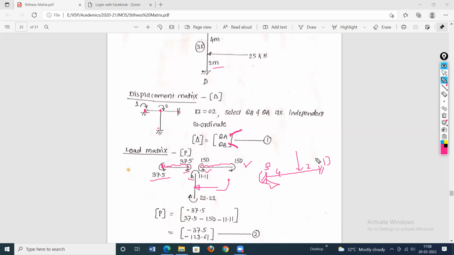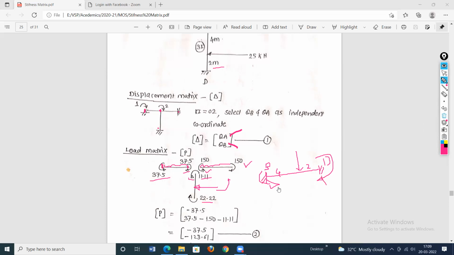So W a into b square, divided by L square. And this moment will be a clockwise moment. What is this value? W a square b divided by L square. So these are the answers, the end moments. After determination of all the fixed moments, we can write the load matrix. In this step itself, calculate all the fixed moments acting at the ends of the supports, because these values are also required while writing the slope deflection equation. So calculate all the values at this particular step itself.